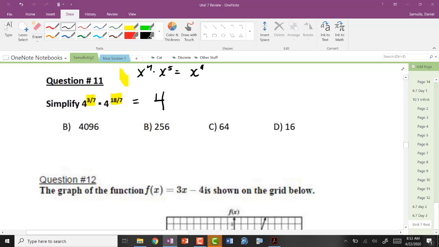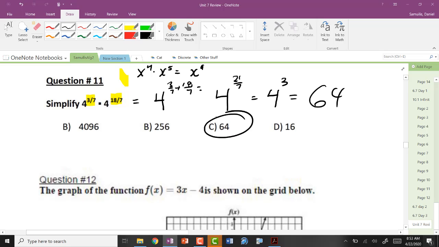So that's what we're going to do here. You're bringing the fours together by taking 3 sevenths plus 18 sevenths. And what that gives us is 21 sevenths, which is 3. So what's 4 to the third? 64. So there's our answer, 64.